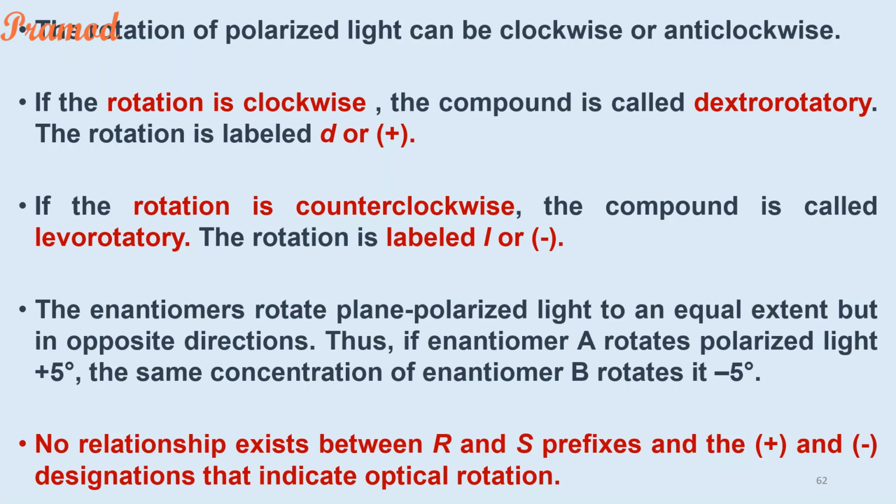There is no relation between R and S and the prefixes plus and minus. So your absolute configuration has no relation with your rotation. Your R can be positive or negative. It can rotate the plane of polarized light to the left or right. So there is no relation between the prefix capital R and S, that is the absolute configuration, and the rotation of your plane polarized light. There is no relation between your optical rotation and your configuration. Keep this in mind, very important.